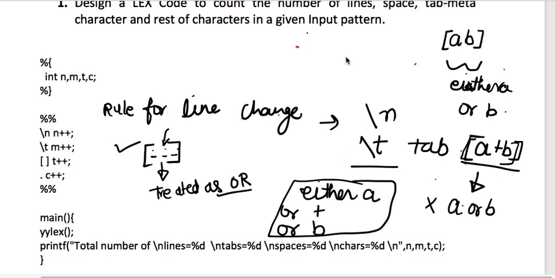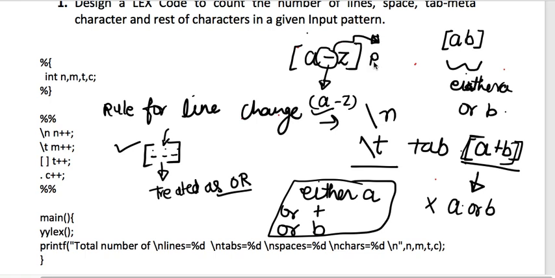Now see one more thing: a-z. This means anything between small a to small z. The minus symbol will be treated as a range.